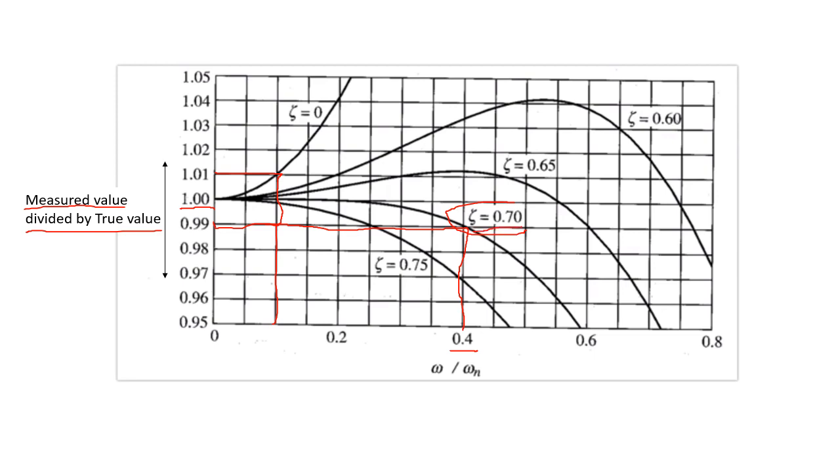So this is how you read this graph and understand that accelerometers will have higher damping ratio because of this, so that they can go for higher eta value, that is omega by omega n.